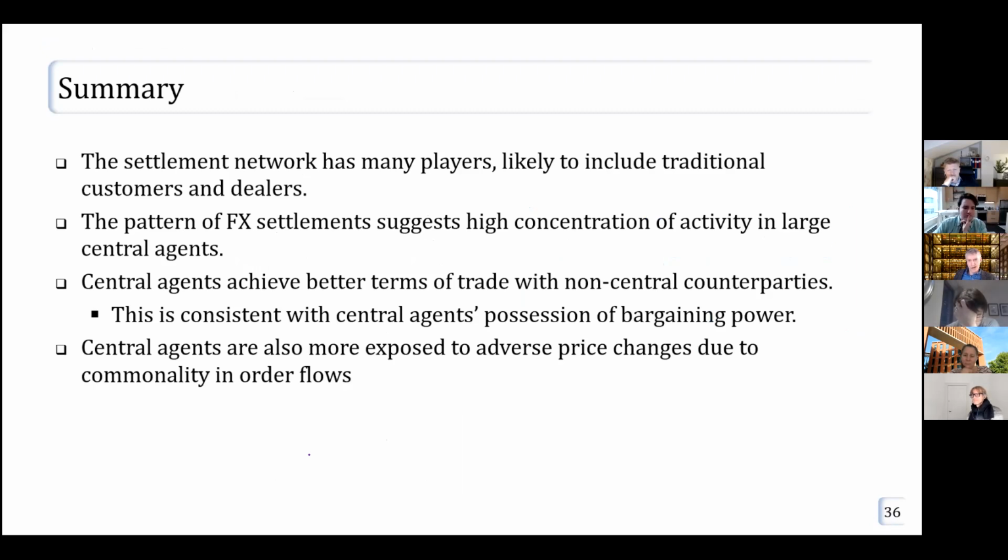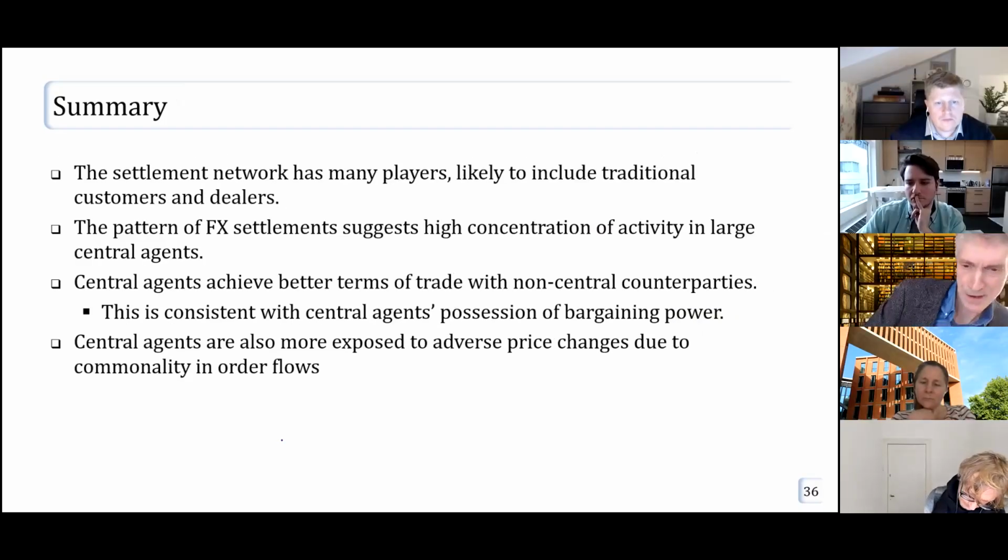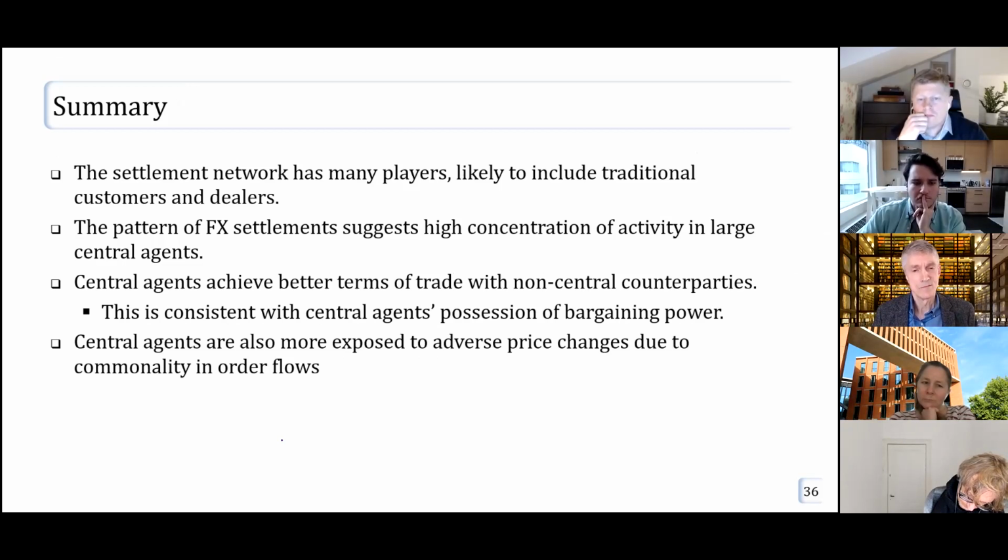So to summarize, we would say the settlement market has many players and it does not map into the traditional customer and dealer pattern. But central agents in this market do achieve better terms of trade. Maybe it's bargaining power, but they also are exposed to adverse price movements consistent with liquidity provision. And I'll leave it at that. Happy to take further questions.